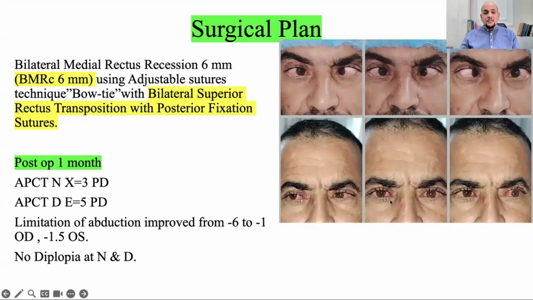Postoperatively at 1 month, the patient had exophoria of 3 prism diopters at near and esophoria of 5 prism diopters at distance, and the limitation of abduction improved from -6 to -1 and from -6 to -1.5. The patient now had no diplopia at near or at distance.